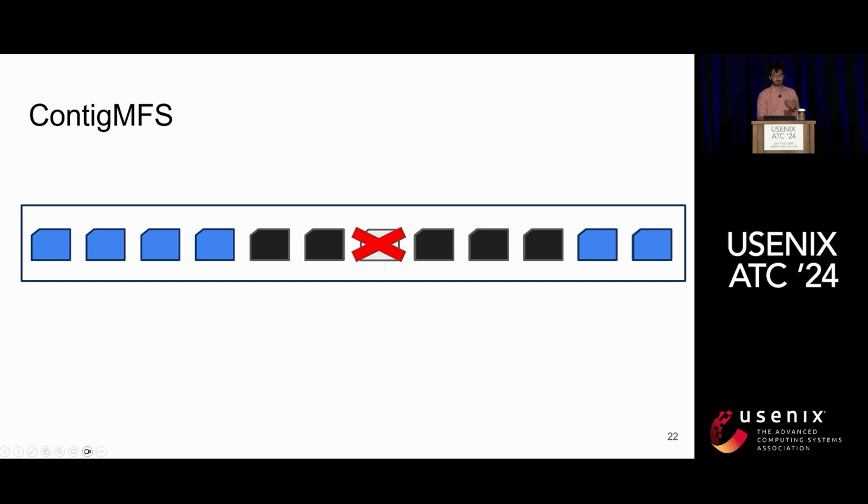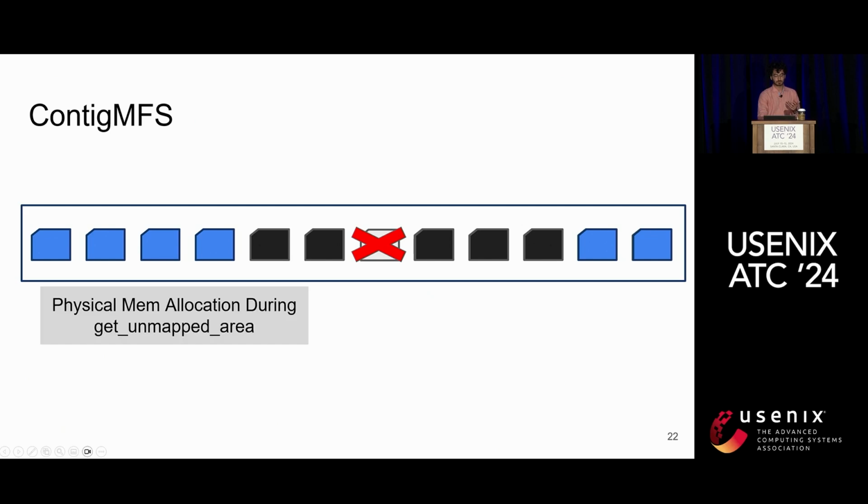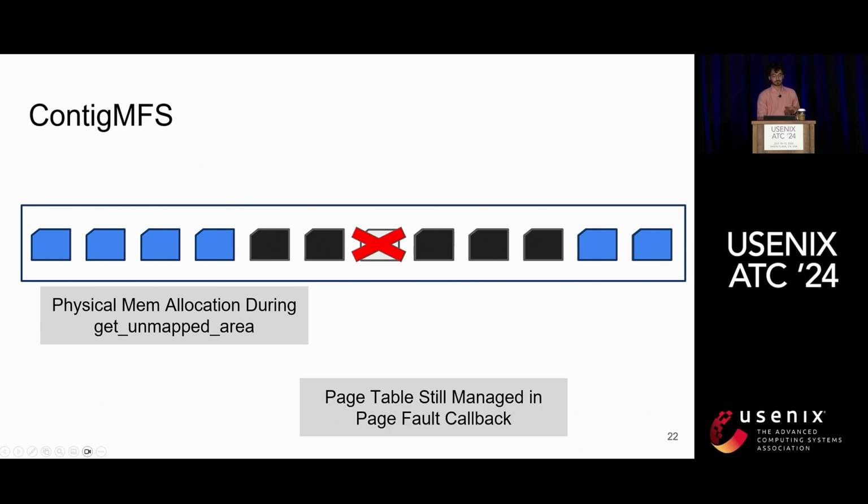Because allocating a physical page when the page is first touched can lead to fragmentation, all the physical memory for a region is allocated at the same time as the virtual memory inside of the get unmapped area callback. The virtual to physical mappings are still managed inside the page fault callback.